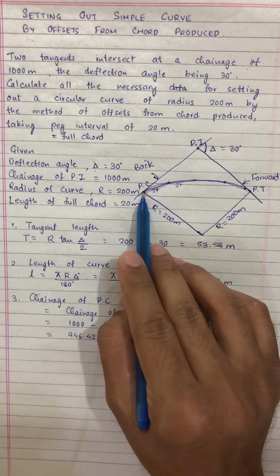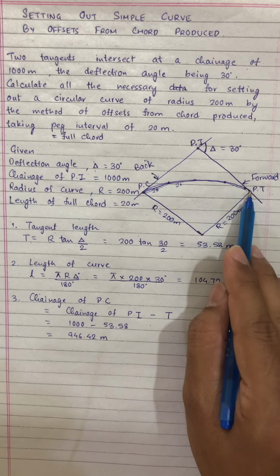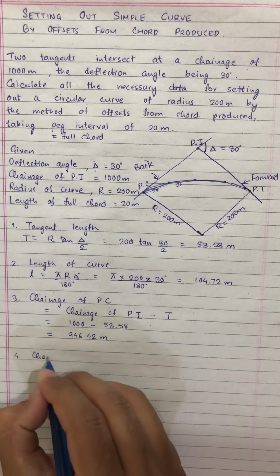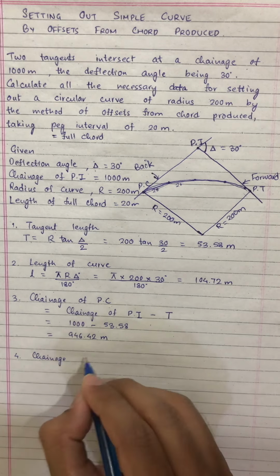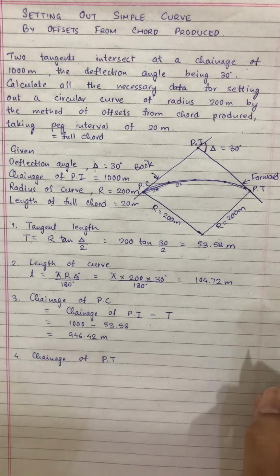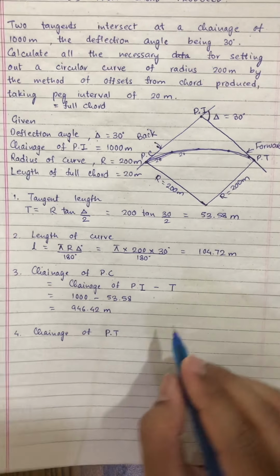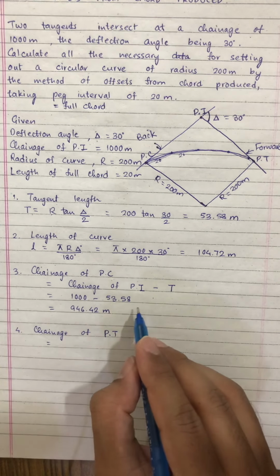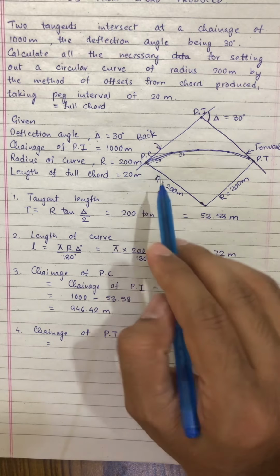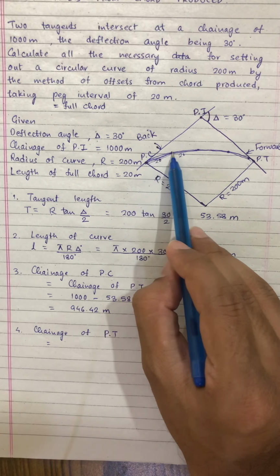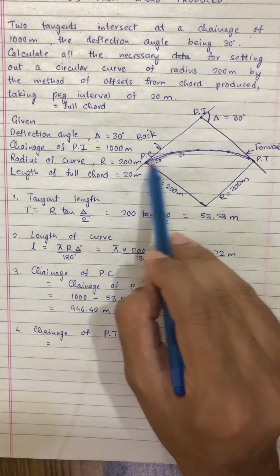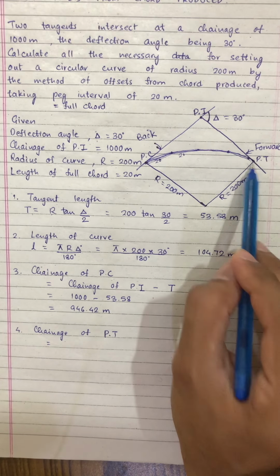Now as the chainage of PC is found out, we also need to find out the chainage of PT. So the chainage of point of tangency, that is PT, will be equal to the chainage of PC plus the length of curve. From the chainage of PC, if we add the length of curve, we will get the chainage of PT.